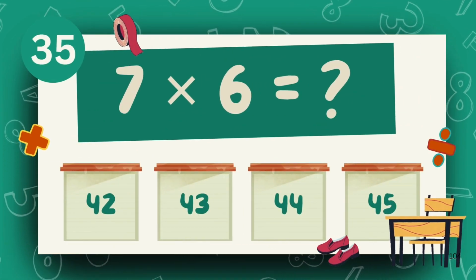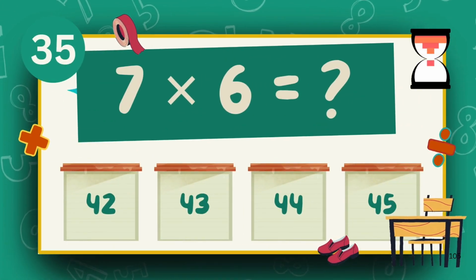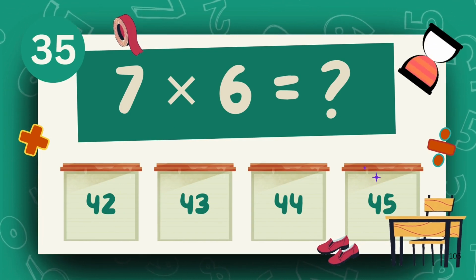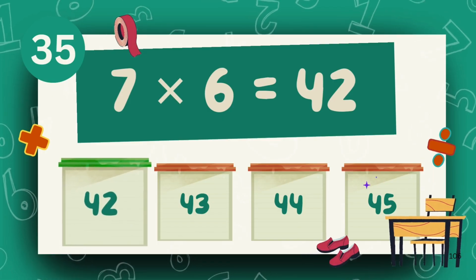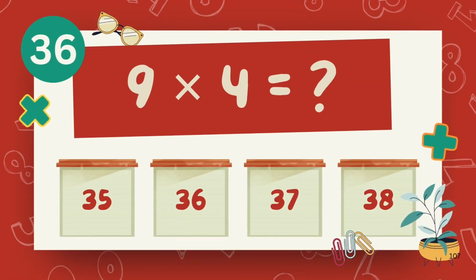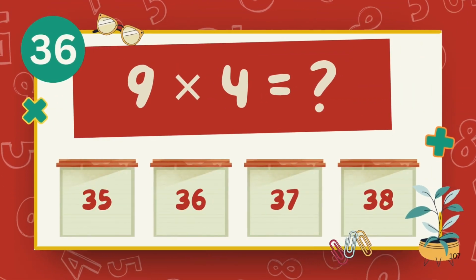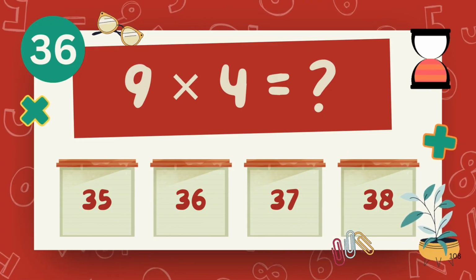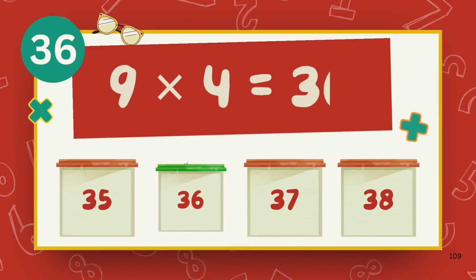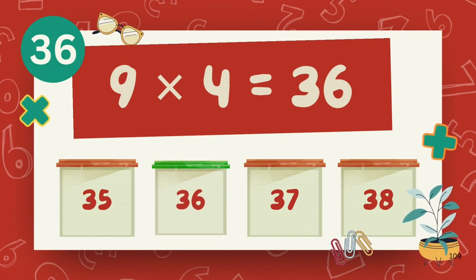What is 7 multiply 6? The answer is 42. What is 9 times 4? The answer is 36.